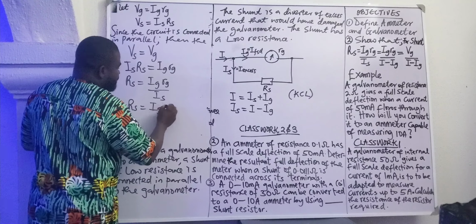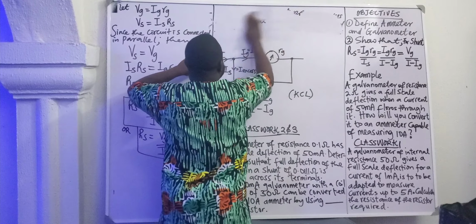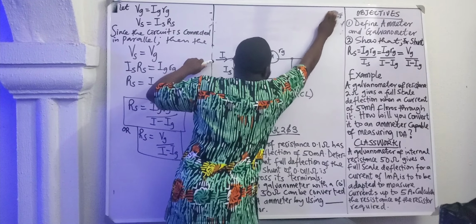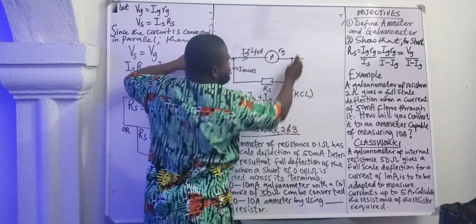You are correct. Good. Now we can solve this particular example. So we can solve example 1. So let's take the solution to example 1. The question says a galvanometer of resistance 2 ohm, that represents the resistance of the what? Of the galvanometer.